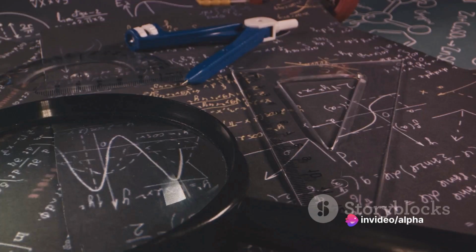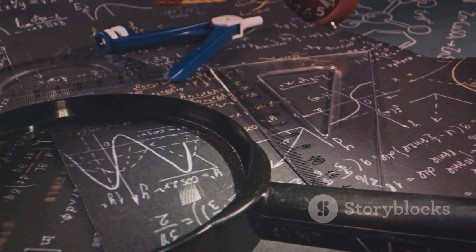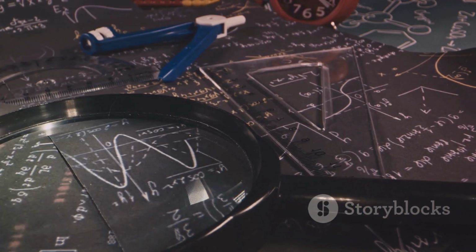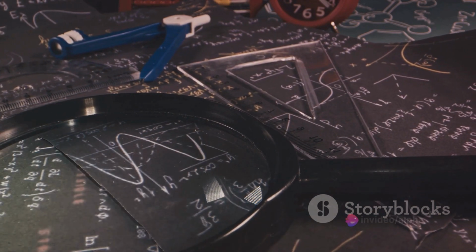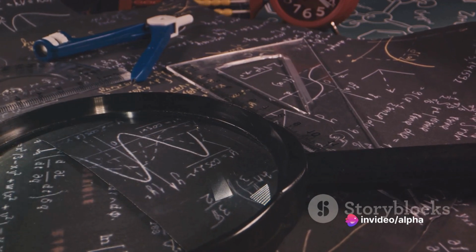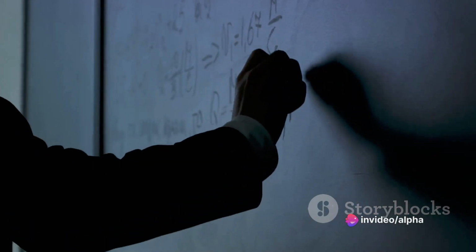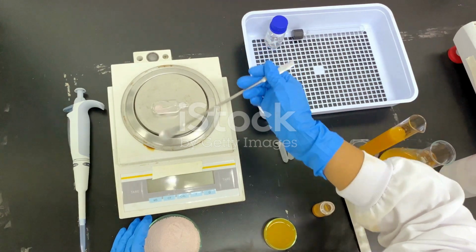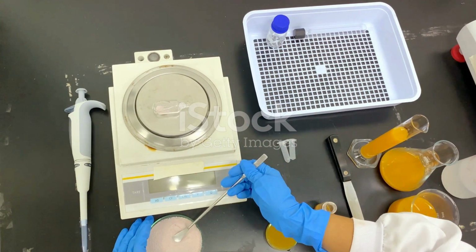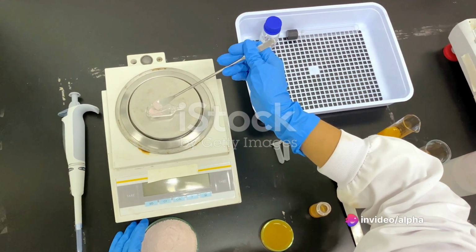So, how do we use this concept to convert between mass and moles? Let's consider an example. Suppose we have a sample of carbon with a mass of 12 grams. To find out the number of moles in this sample, we simply divide the mass of the sample by the molar mass of carbon. The molar mass of carbon is about 12 grams per mole. So 12 grams divided by 12 grams per mole gives us, drumroll please, 1 mole.